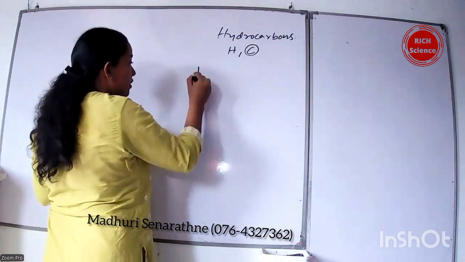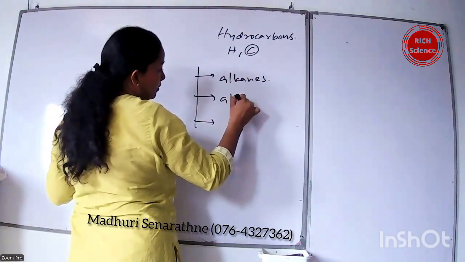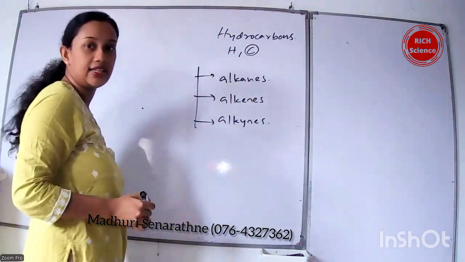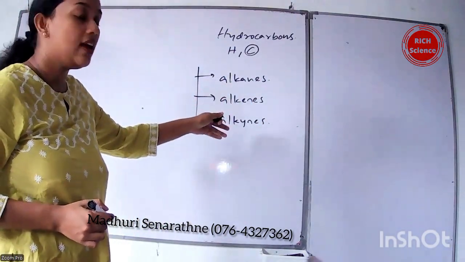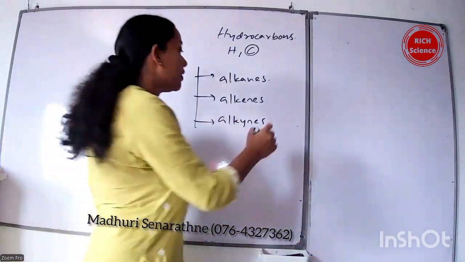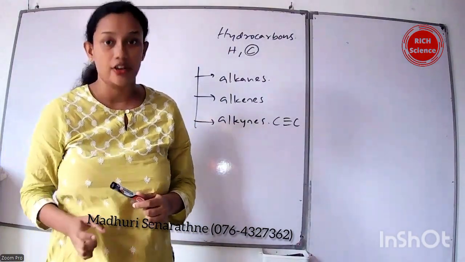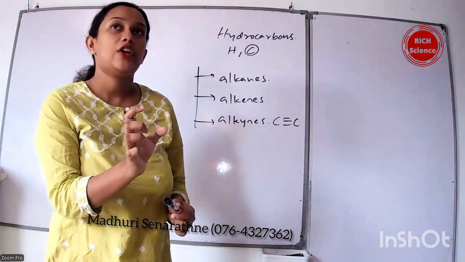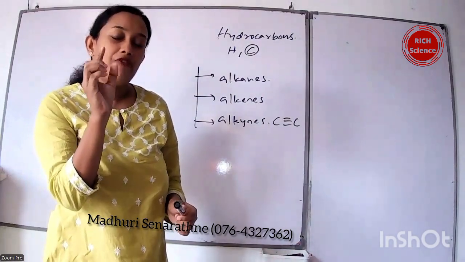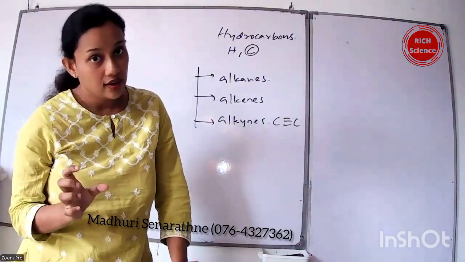Usually hydrocarbons are of three types: alkanes, alkenes, and alkynes. If some hydrocarbon has at least a carbon-carbon triple bond, it is considered an alkyne, not an alkene, even if it includes carbon-carbon double bonds and single bonds. If at least a single triple bond is contained, it is called an alkyne.